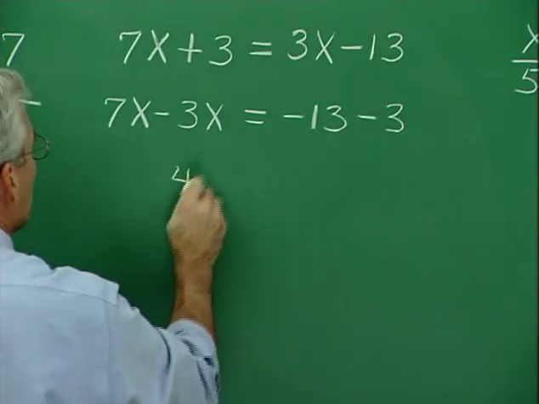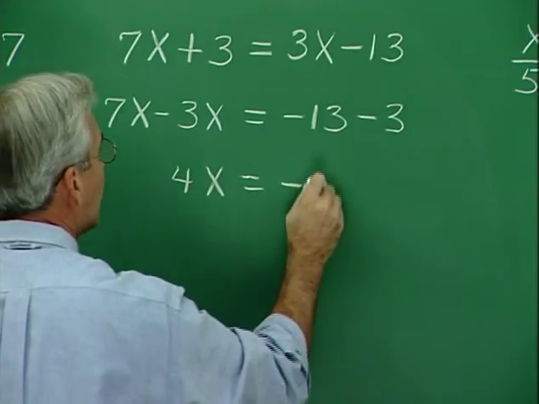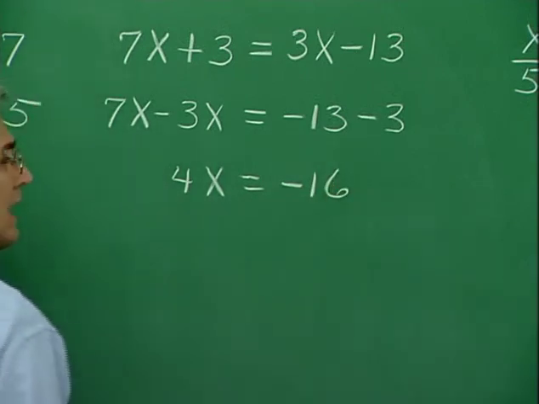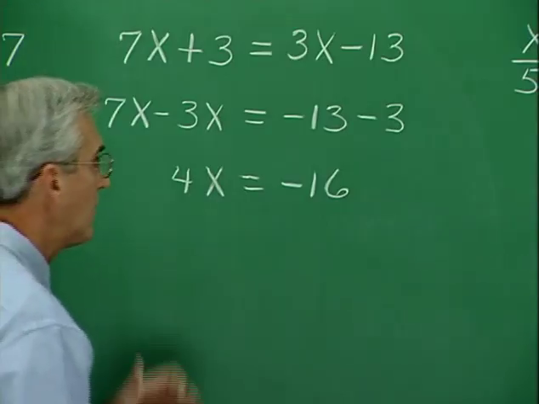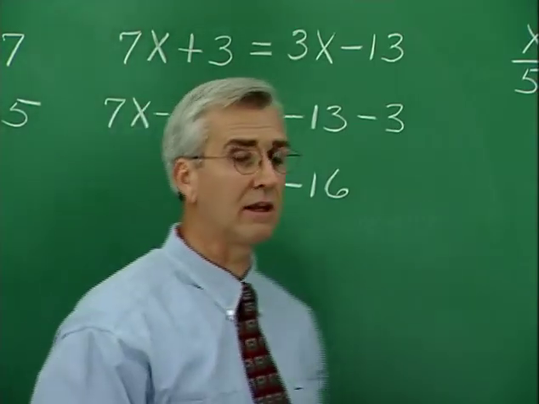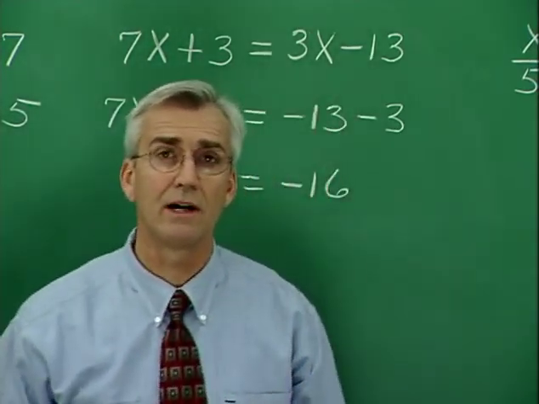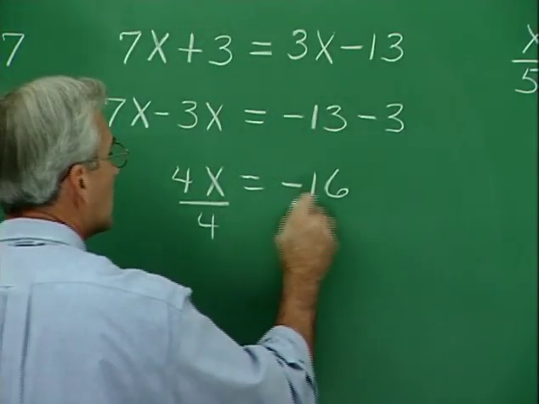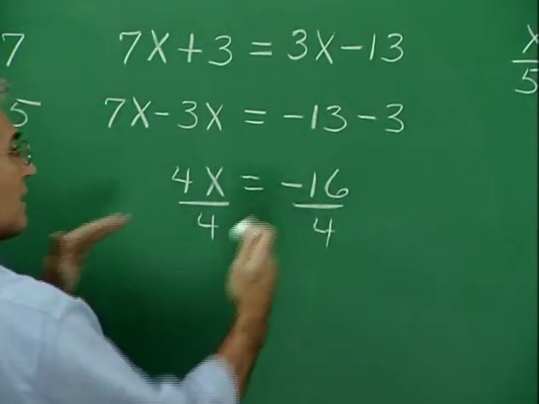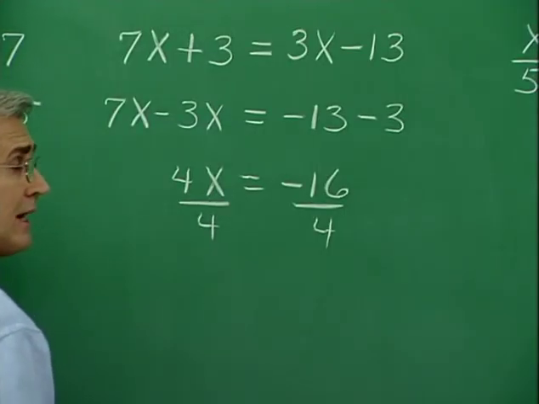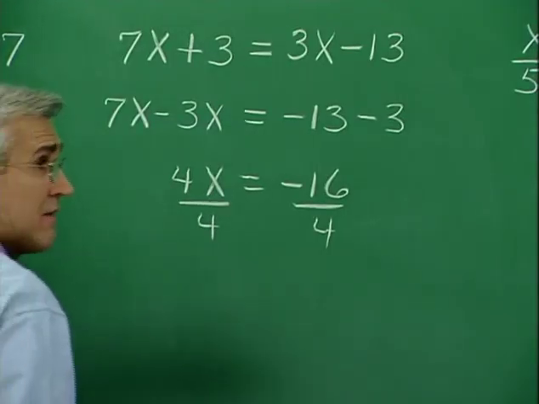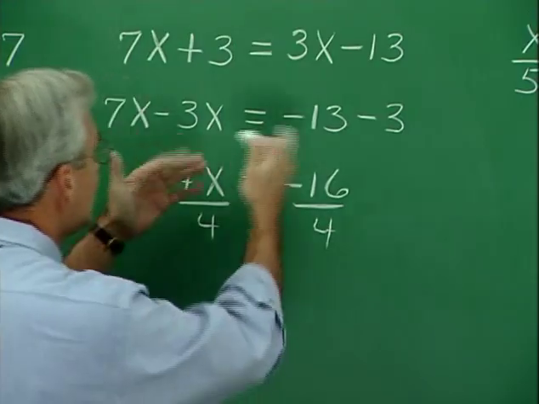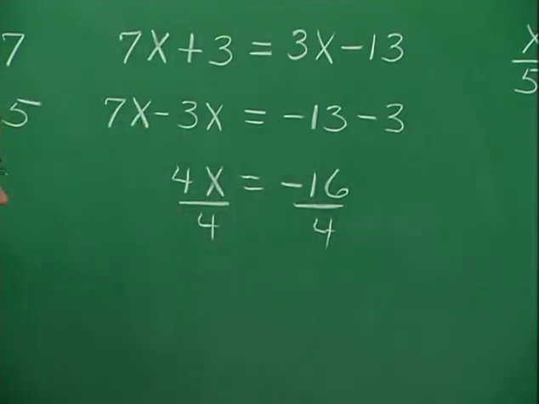Collecting over here I get 4x, collecting on the right I get negative 16, and then I want to divide on both sides by 4. The tendency here, when you have a simple equation like this and you want to divide on both sides by a certain number, is to just draw a line and put a 4 here, draw a line and put 4 here, rather than write another step. And pretty much you're safe in doing that as long as you're dealing with simple equations like this.